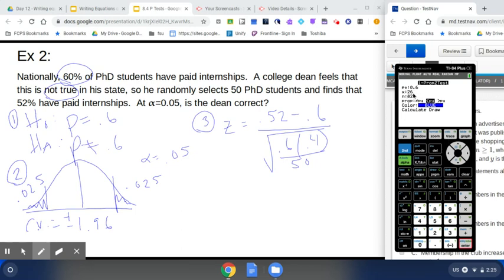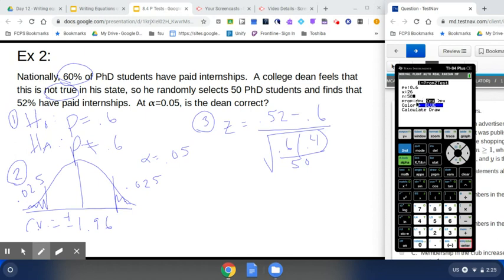So just in X always has to be a whole number. It needs to be discrete data. So if you do get a decimal place for that, you would want to use regular rounding rules to round to a whole number. N is 50. So that means that 52% of 50 is 26. So 26 people in my sample had paid internships out of the 50 people that were surveyed.